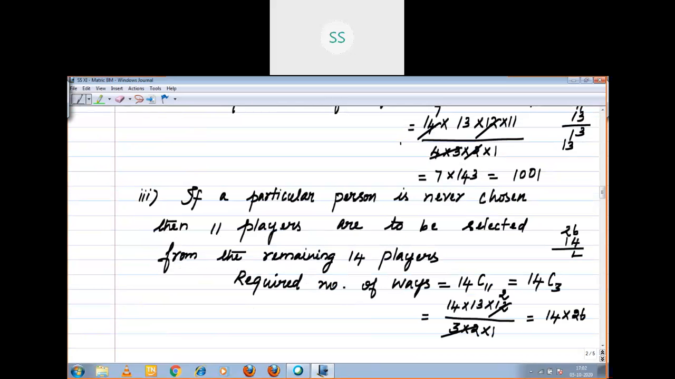Then 14 into 26, which is equal to 364. How many ways? 364. One person cannot be selected. So totally 14 members. From the 14, we are going to select 11. That can be written as 14C11, that 14C11 is equal to 14C3. Got it, children?